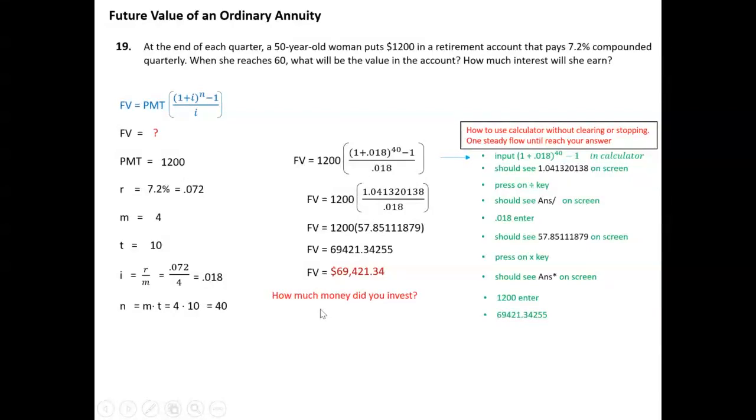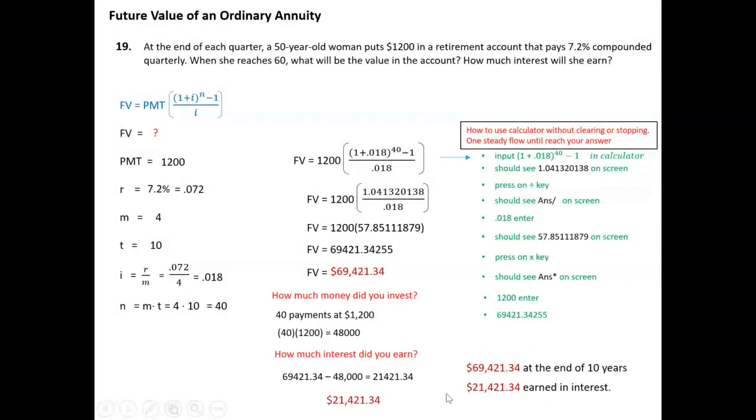Let's see. How many payments did she make? She made 40 payments, or 40 deposits. So 40 times 1,200 will give us 48,000. This is not bad, guys. A little bit over 20,000 is what she earned, because this is the future value, what she got in those 10 years, and only 48,000 came out of her pocket. So the rest is interest earned, which is $21,421.34.